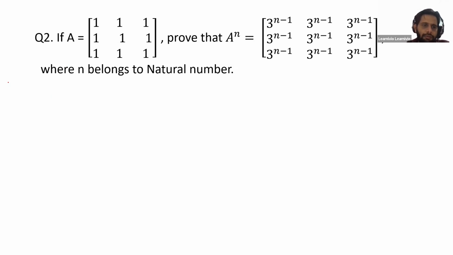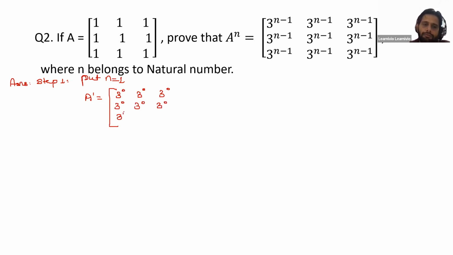Okay, please complete this. First perform step 1. Put n is equal to 1. What will you get? A to the power 1 is equal to 3 to the power 1 minus 1, that means 3 to the power 0, in every entry. Here you will get A is equal to the matrix of 1s, which is already given in the question. So that means this is true.